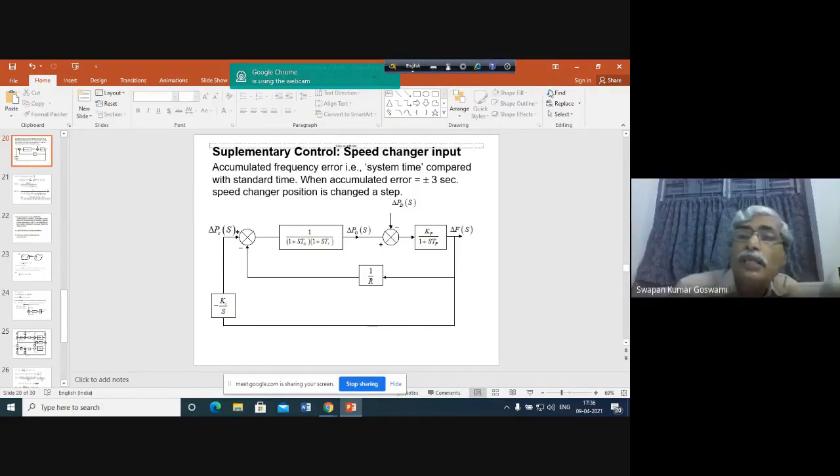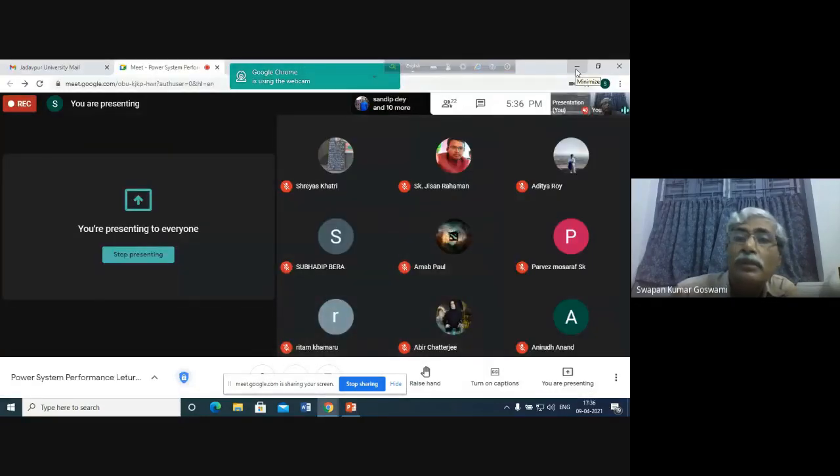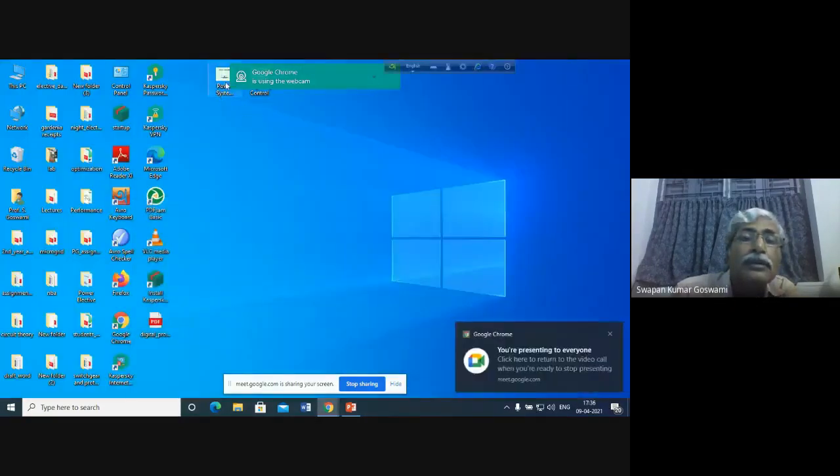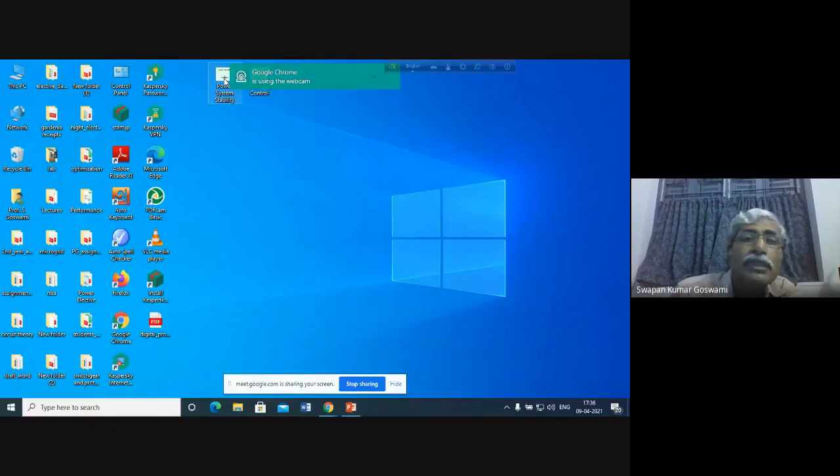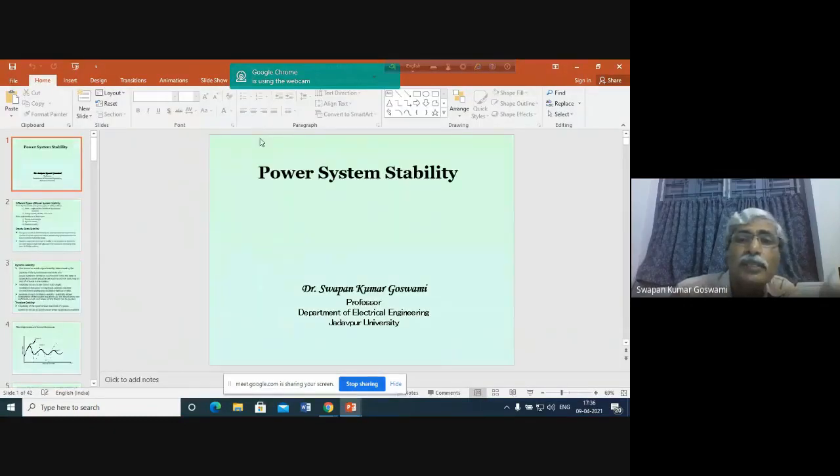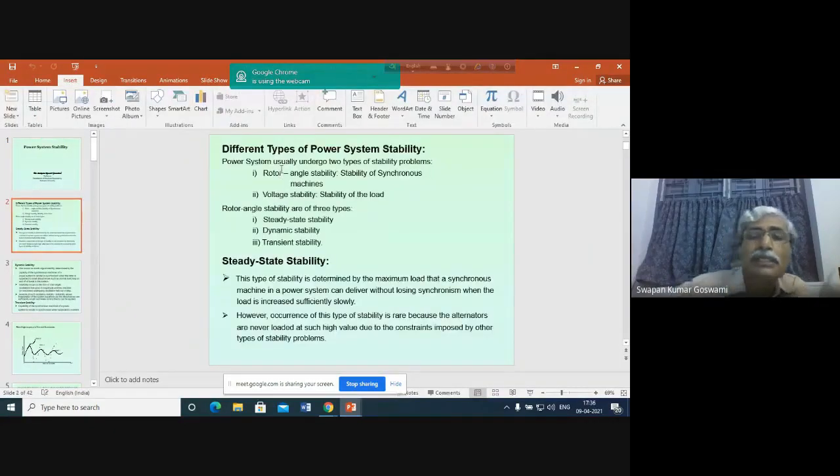So with this, we shall have completed the frequency control, excepting for the fact that some numerical examples are to be discussed. That I shall discuss in our next class. Okay. Now, before I complete or close today's session, it is better if I start discussing the next topic, which is the system stability. So let us have some initial discussion on power system stability.